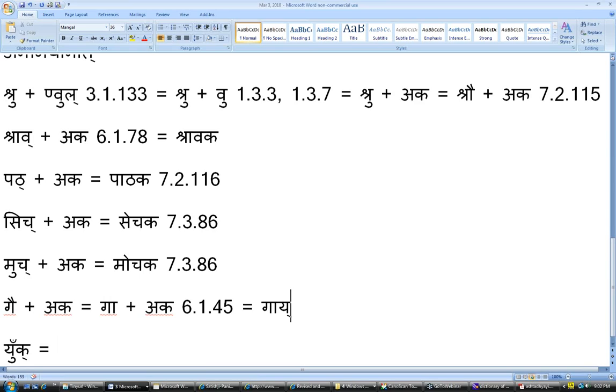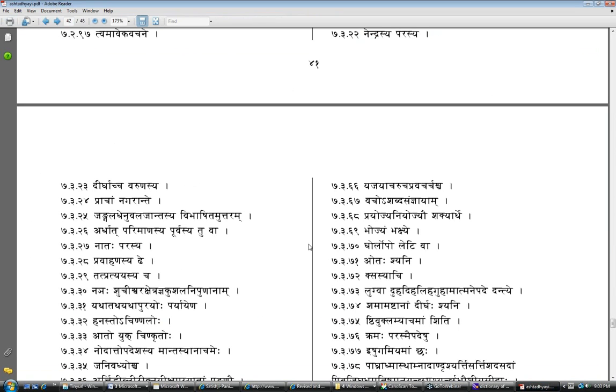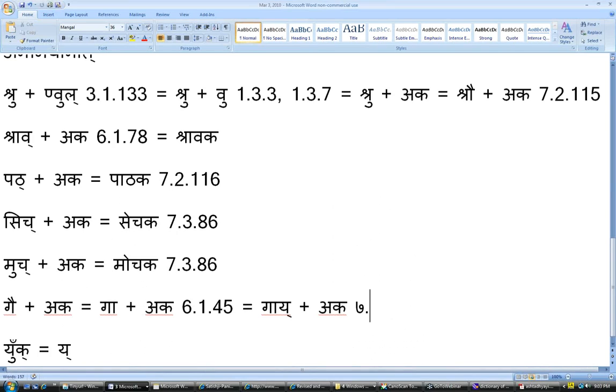So what did we use? We used ato yuk chin krito ho, and then adyantau takitau. In the yuk agama, only the ya remains as the marker, and we get gayakaha. So this is a special form. Let me put the number to document this: 7.3.33, along with 1.1.46. I think we should publish this document for the homework files, so people who want to do homework can use it. Okay, so you got the form gayakaha.